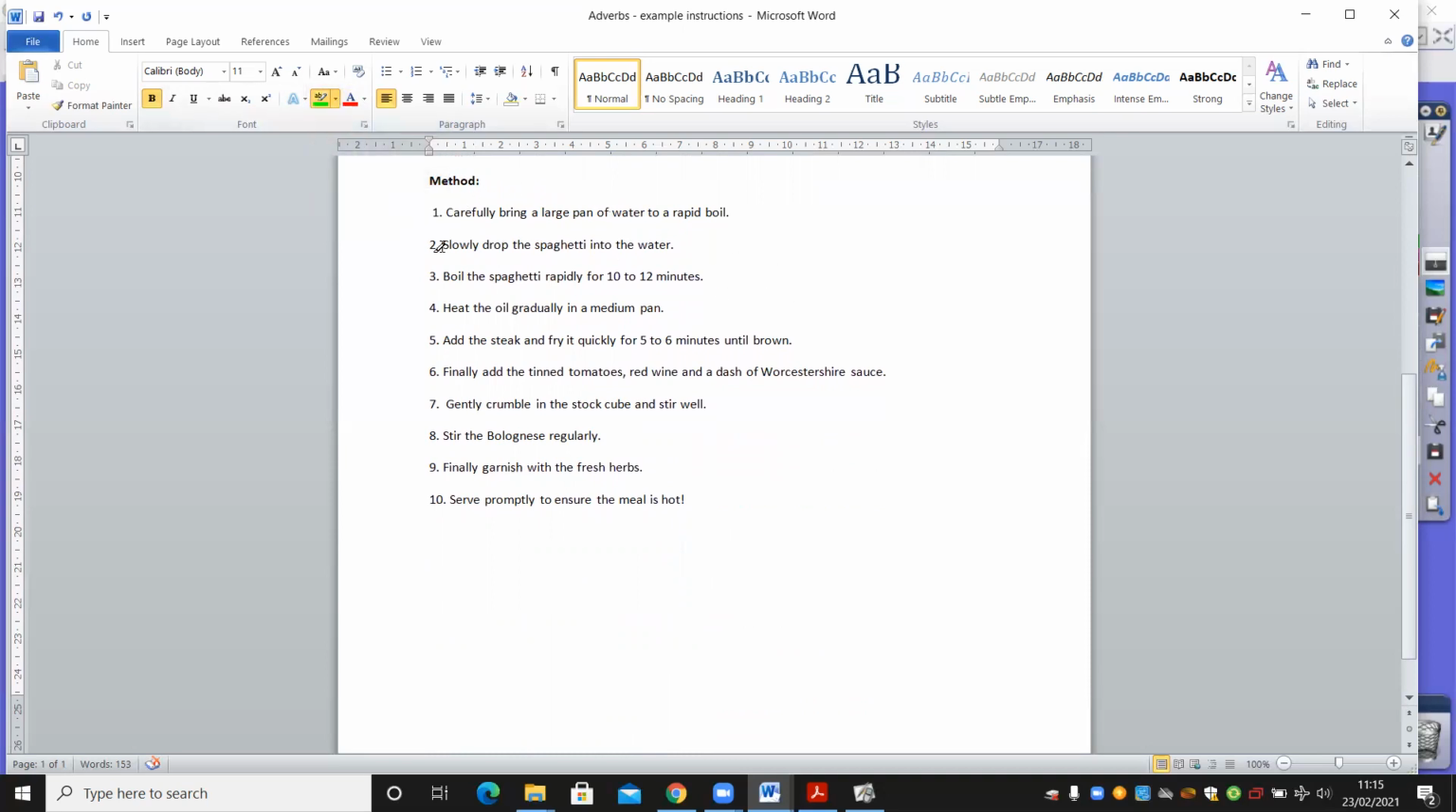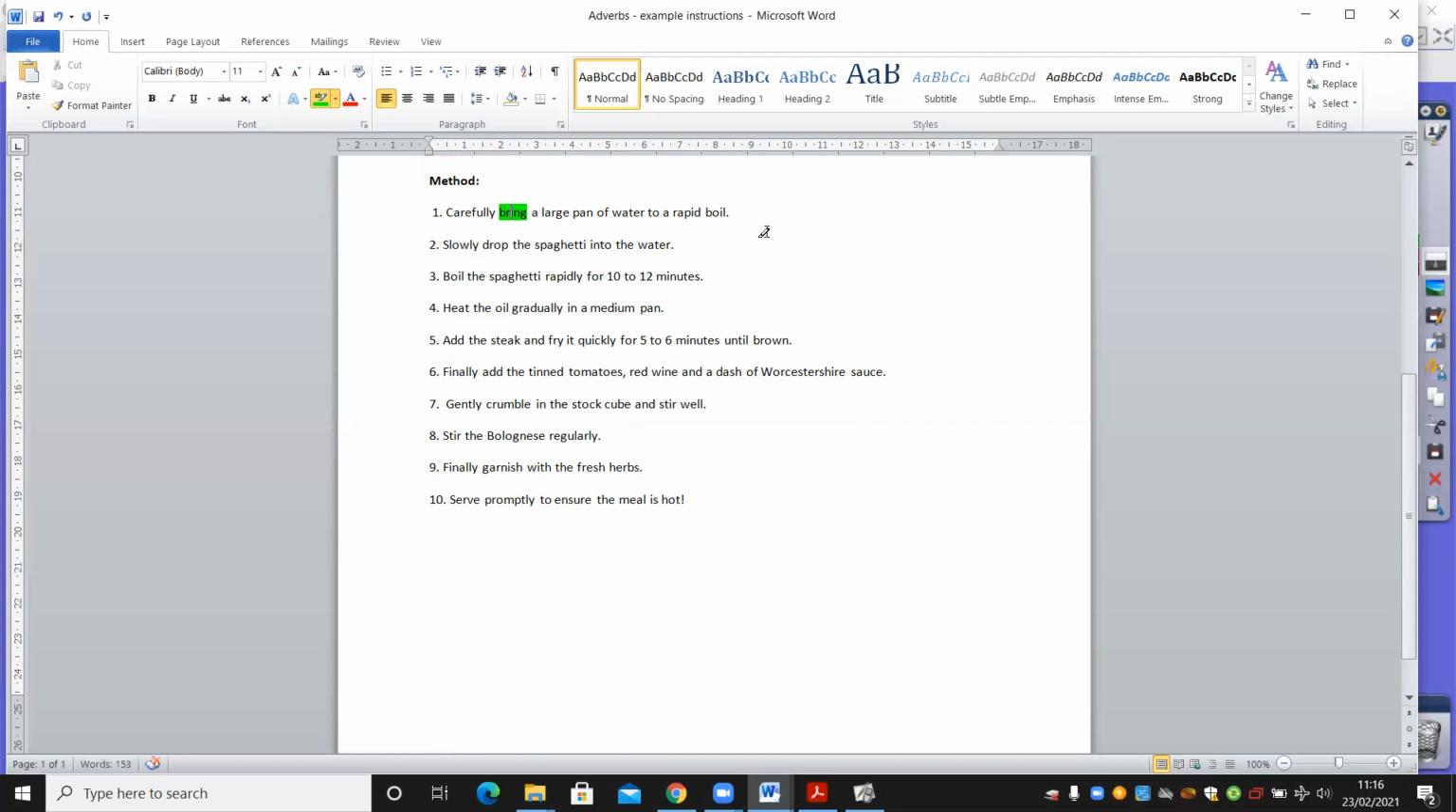So we have 10 steps in the instructions. Let's have a look at step number 1. Carefully bring a large pan of water to a rapid boil. Where is the verb in that sentence? What is the action that I must do? That's right, I must bring. Very good. So that is my verb, bring.